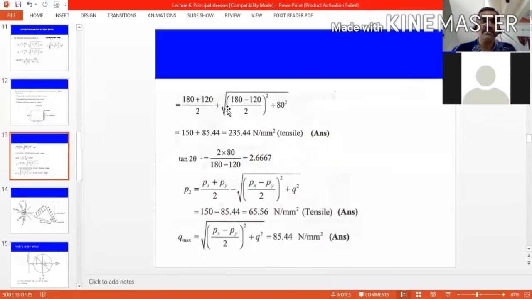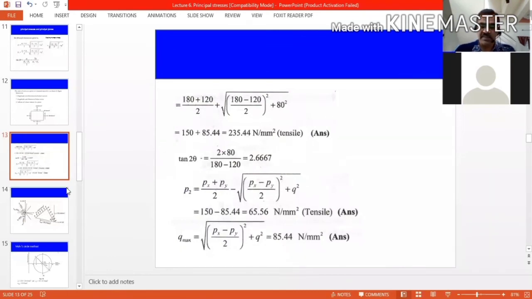This is sigma 1: 180 plus 120 by 2, plus root of (180 minus 120 by 2) the whole square plus 80 square. This is 235, tensile. If you find the inclination, you put tan 2 theta, it will give an angle of some 35 degree. Then sigma 2 is sigma x plus sigma y by 2, minus, whereas for sigma 1 you put plus. If you put minus, you will get 65. This is also tensile, a positive value. Similarly, you find the value of tau max. It is coming 85.